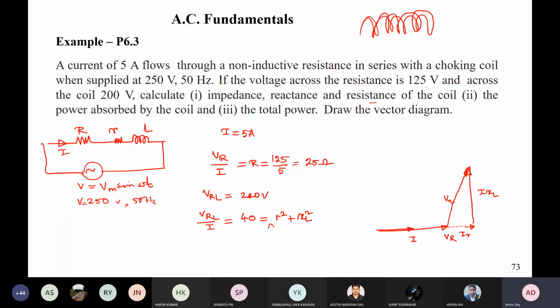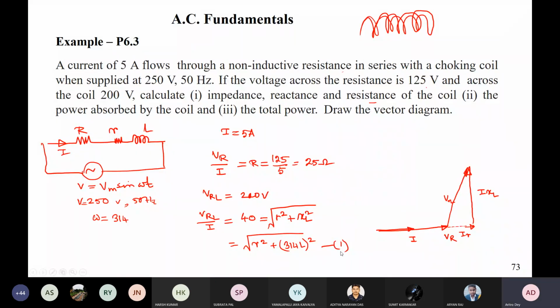Okay, agree? We don't know what small r is. We don't know what L is. The only thing we know is omega equal to 314. So we can write it as 314 into L whole square. This is one equation.